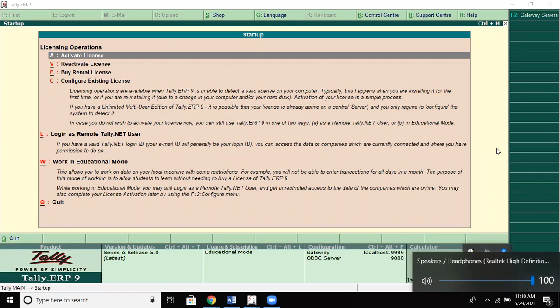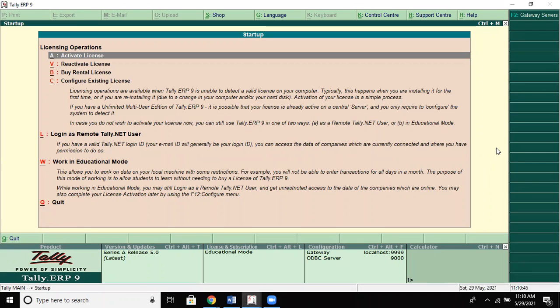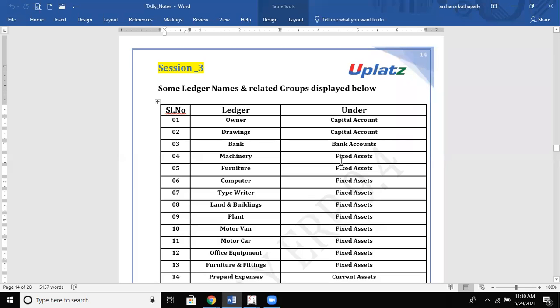Today we will be learning about the third session in Tally. The topic of this third session deals with the creation of ledgers. In the previous classes, we started learning about the different types of ledgers and groups. As we already know, there are two types of groups: one is the primary group and the other is the subgroup. Based on the group availability, now we will start creating the ledgers. So let's get into the application.